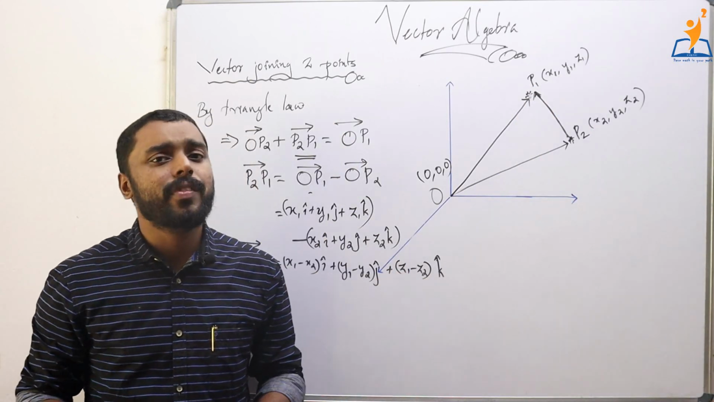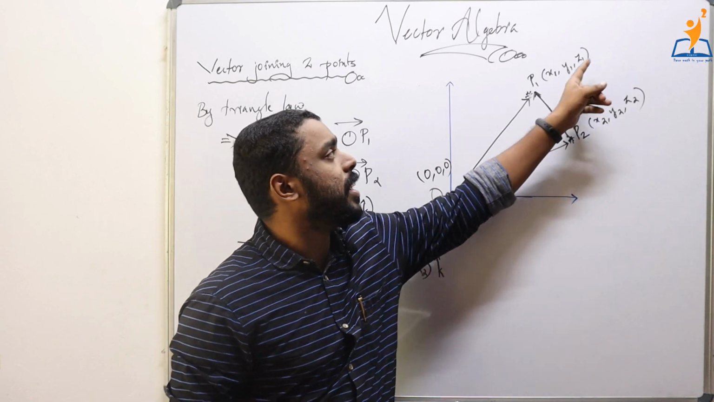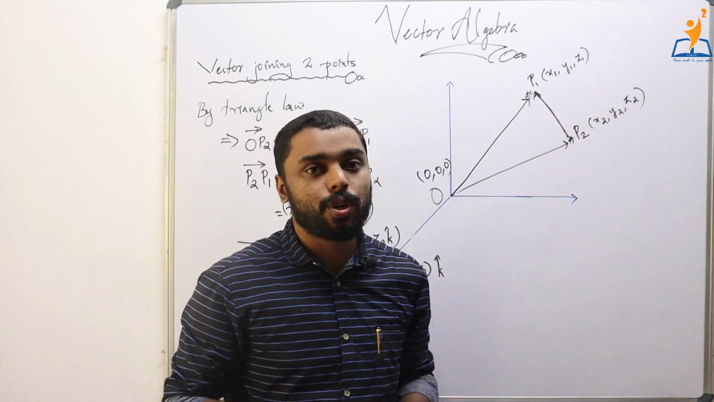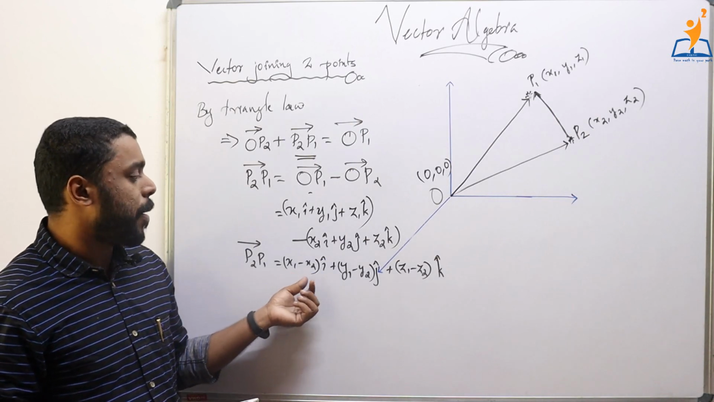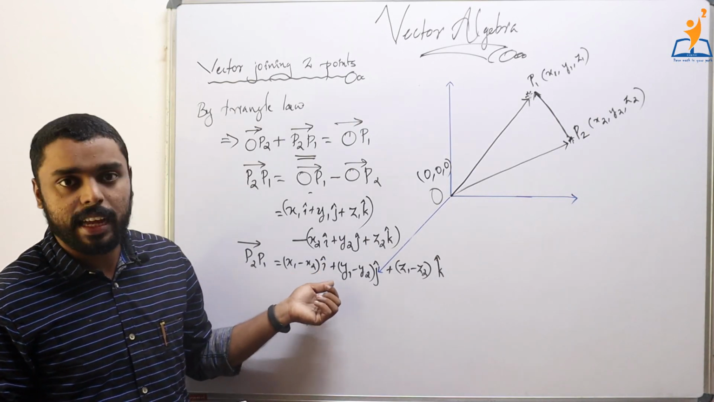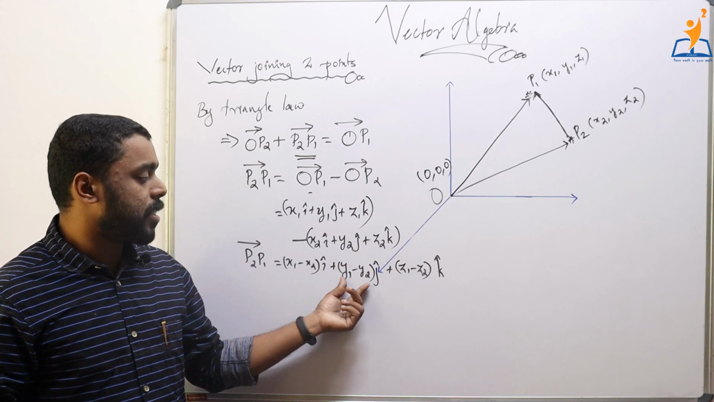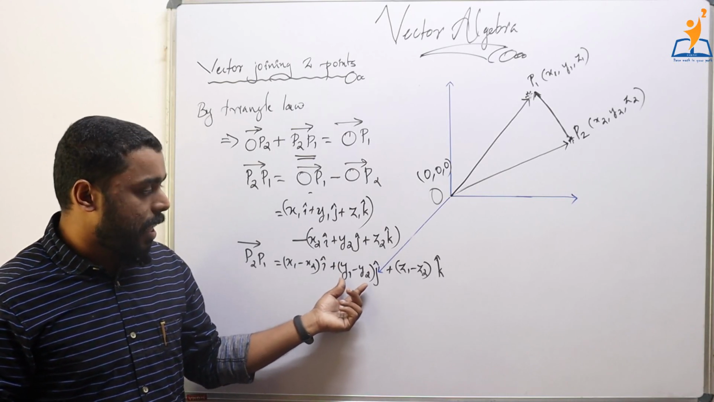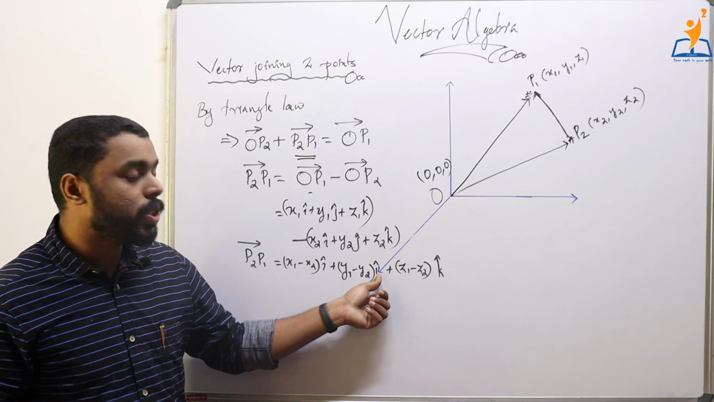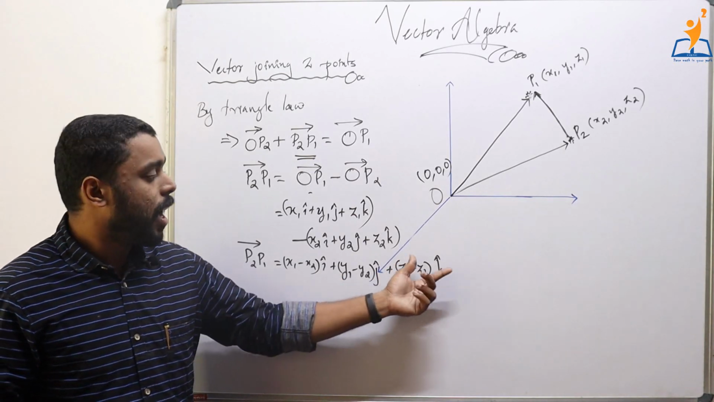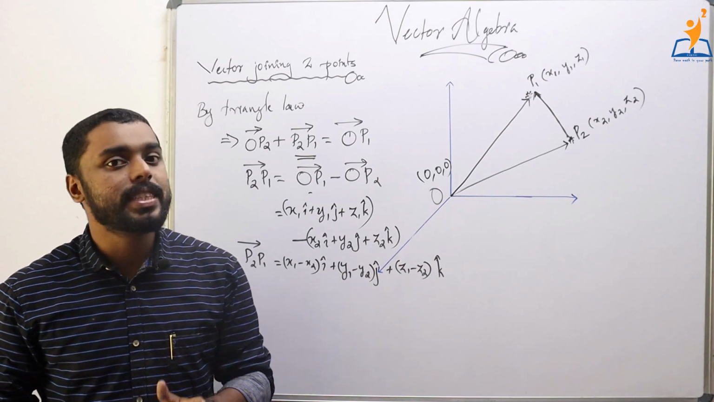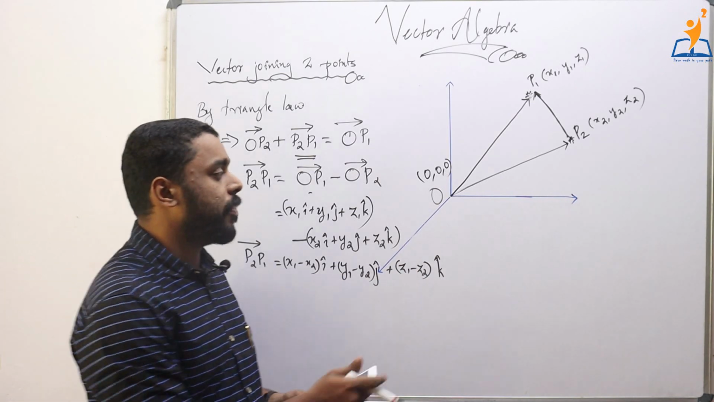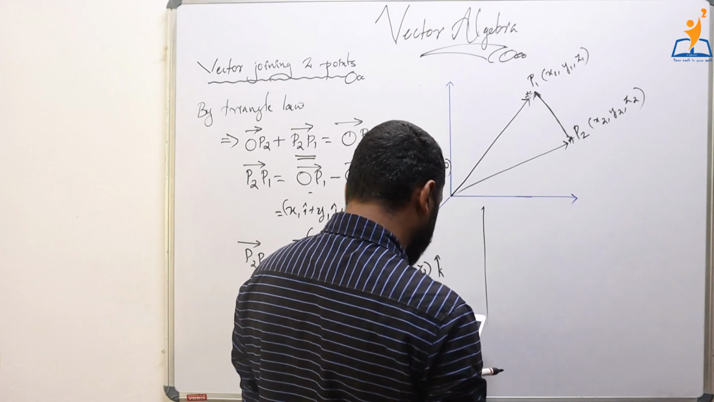So if we are given any 2 points, say (x1, y1, z1) and (x2, y2, z2), the vector connecting those points is nothing but the difference of the respective components provided with the unit vector in that direction. Similarly, the difference between the components corresponding to the y-axis into the unit vector in that direction, and similarly for the z component also. So always remember that we can easily evaluate the vector connecting any 2 points just like that.